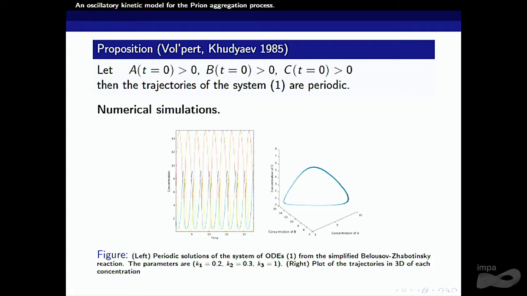And if we try to simulate the trajectory, we get this kind of graph for this kind of reaction coefficient. And we get that all the trajectories are in the limit cycle. Okay. So we were happy because we found a chemical reaction in a closed system that oscillates.